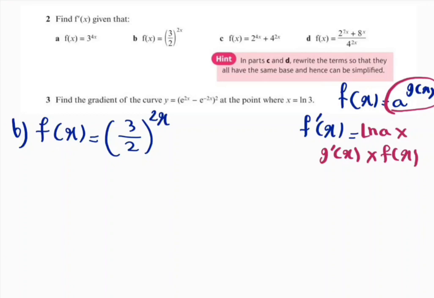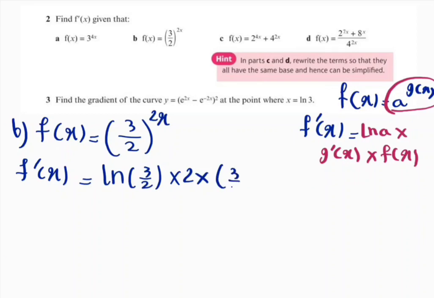B, f of x is equal to 3 over 2 to the power of 2x. So it's very similar to the previous one. f dash x is equal to the natural log of the base, so ln of 3 over 2, times the derivative of the power, which is 2, times f of x, 3 over 2 to the power of 2x. And that's it.